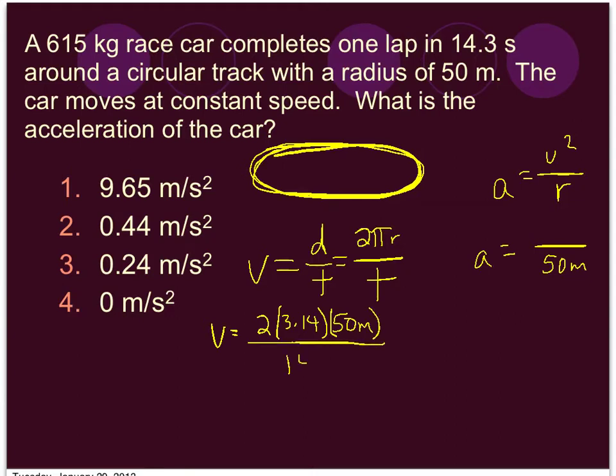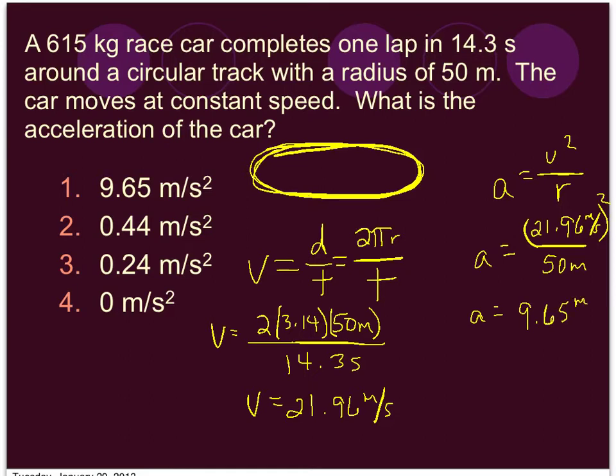divided by a time of 14.3 seconds. When you plug and chug that, that works out to be 21.96 meters per second. Now that I have this, I can plug this into my centripetal acceleration equation. So 21.96 meters per second, all of that squared, divided by 50. Plug and chug, and this is going to give you 9.65 meters per second squared. So that's answer number 1.